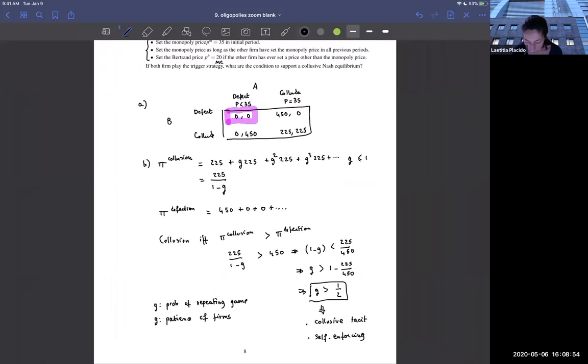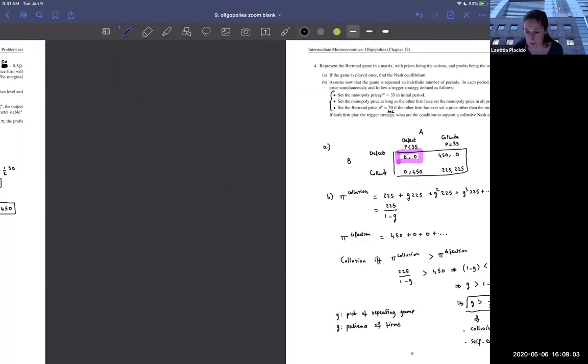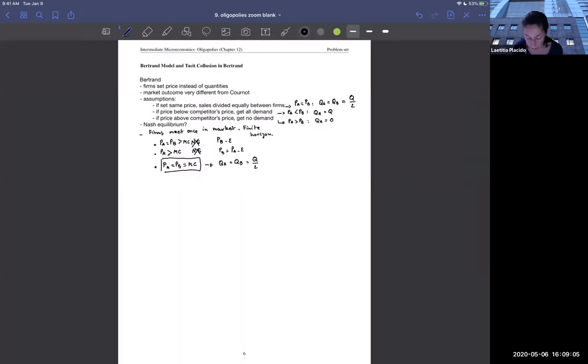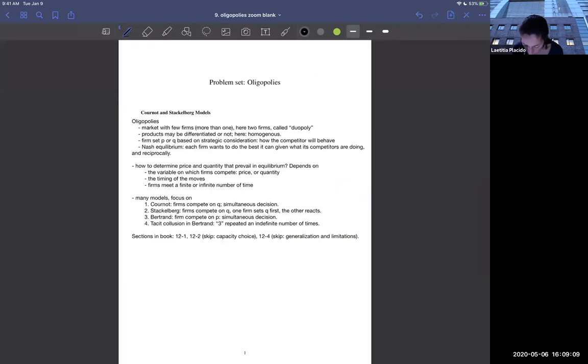All right, so I'm done here. I really recommend that you read the book section about this. It's very clear, it's not very long. And that's section 12.4 here. Okay, so do you have a question on this?